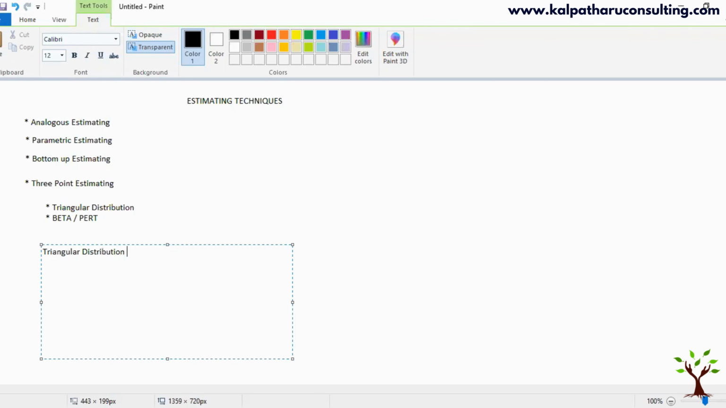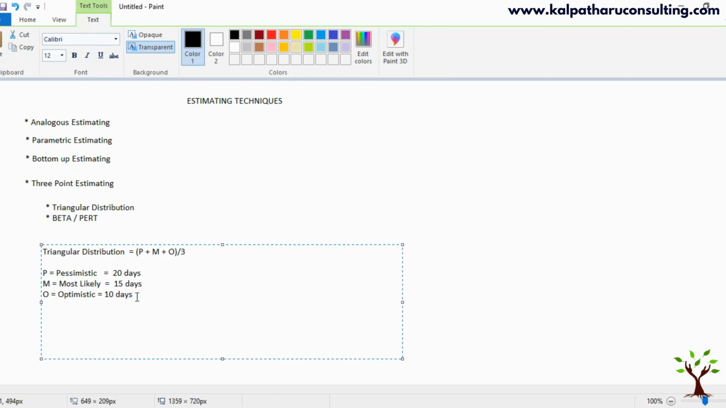Triangular distribution. The formula is (P plus M plus O) divided by 3, where P stands for pessimistic, M stands for most likely, and O stands for optimistic, right? Pessimistic, considering all the challenges, risk factors, and issues, you come out with a data point. Let's say to do a particular work, you say it is going to take 20 days. Most likely is average. Let's say on average, the same work is going to be completed in 15 days. Optimistic, you're saying that these risks and issues are not going to happen, or even if they happen, you can manage in some way. In this example, for the same work, you say it may take 10 days.